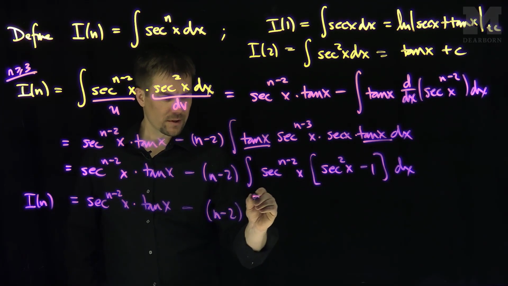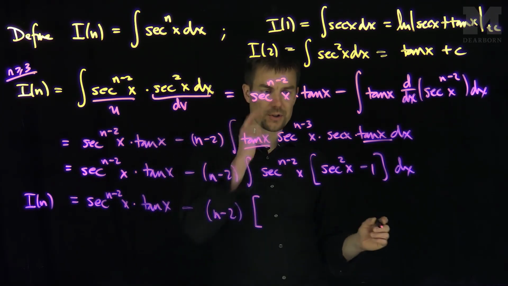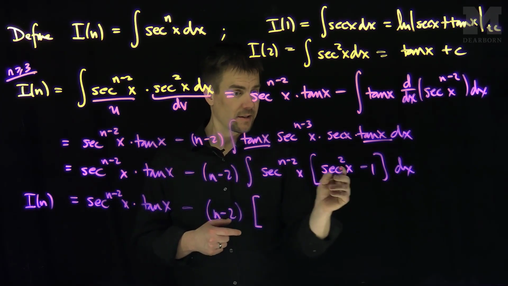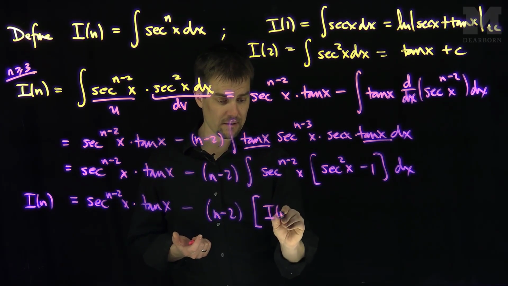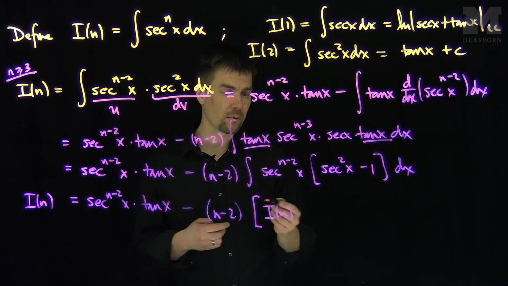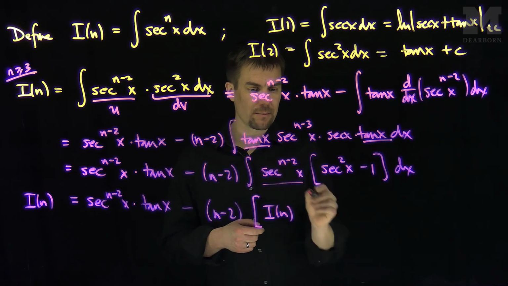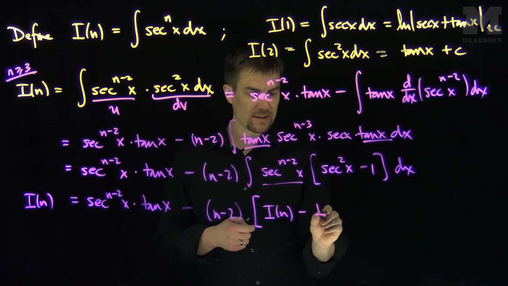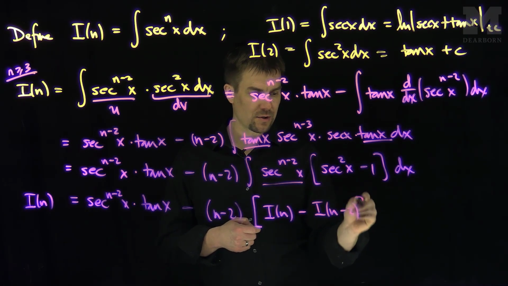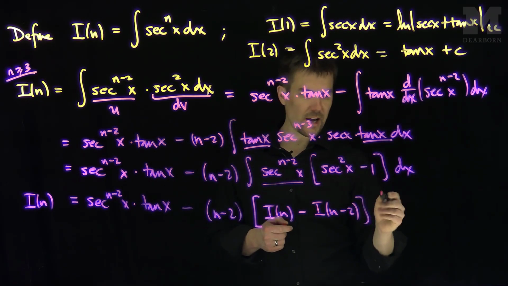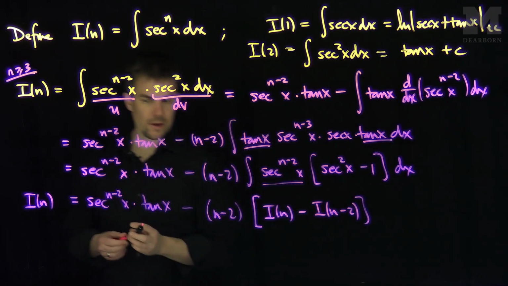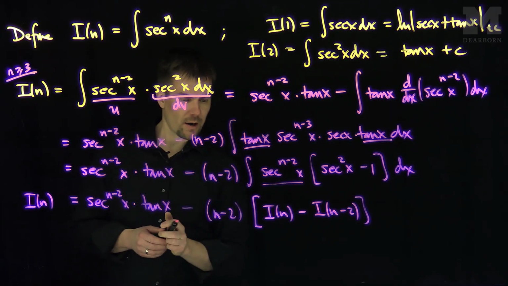And what's this first integral over here going to be? It's going to be secant to the n of x, that's just going to be I_n. Great. Then over here, I'm going to have secant to the n minus 2, that's going to be minus I_{n-2} dx. Well, now that we're done, I can solve this for I_n.